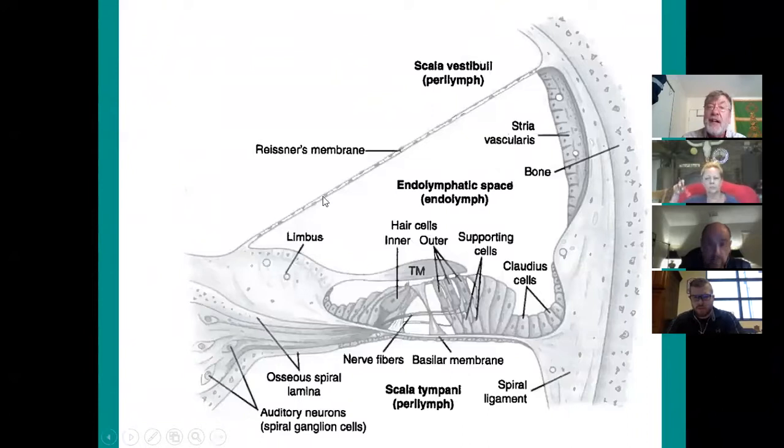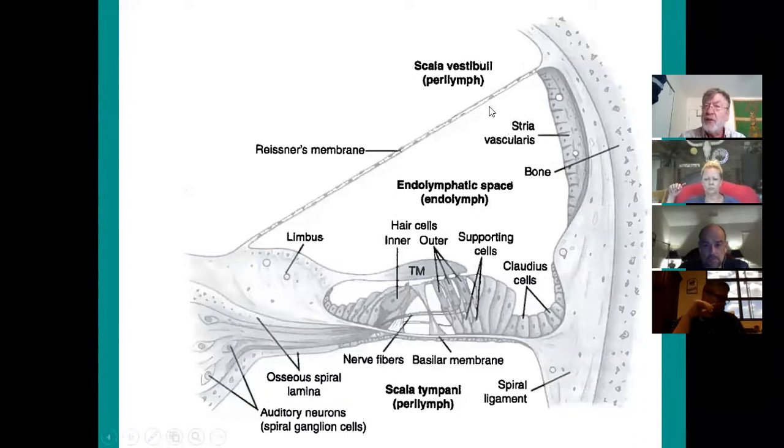Mondini means that this Reissner's membrane is easily torn. In a cochlea that has too few turns, the membranes are not always all there either. And if the person bangs his head or is exposed to loud sounds, this membrane can rupture. So that endolymph fluid now communicates with perilymph fluid. And when that happens, the hearing loss gets worse.